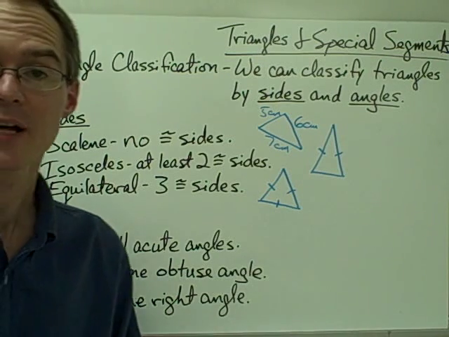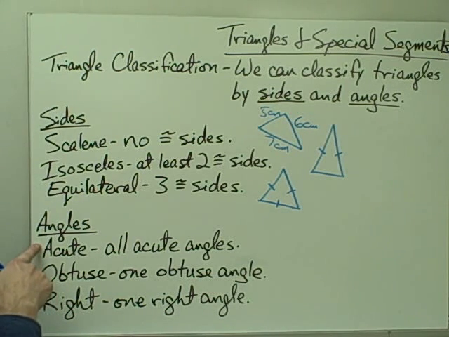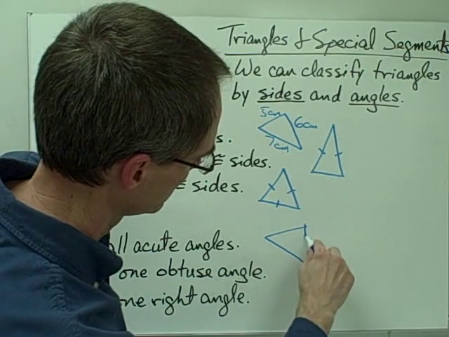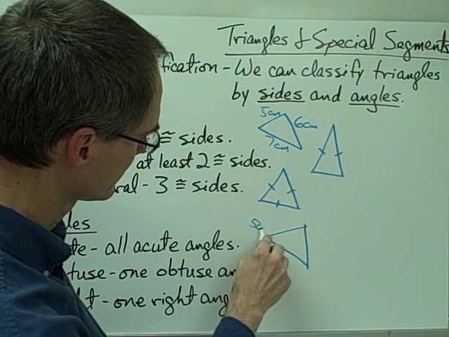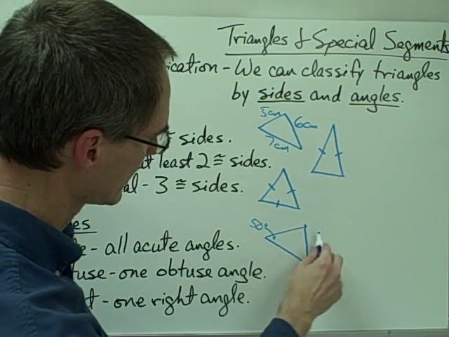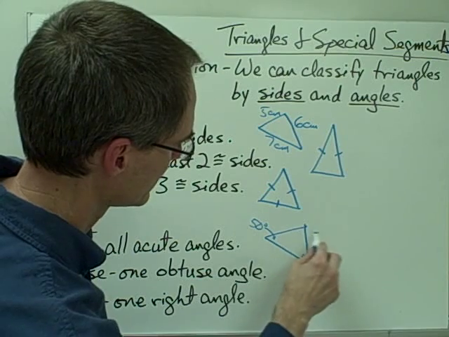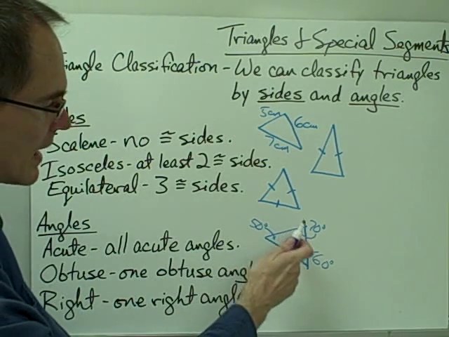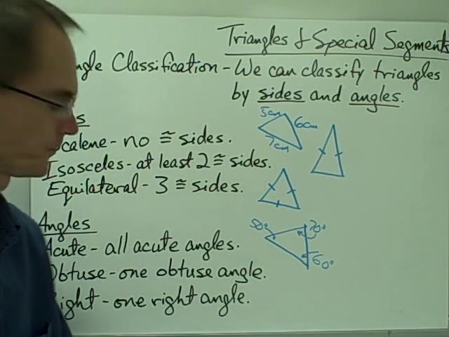Now, the second way of classifying triangles is by their angles, and there's three different types of triangle classification by angles. The first is an acute triangle. An acute triangle has all acute angles. So let's see, if I had a triangle that looked something like this, and let's say this angle here was 50 degrees, this angle here is 60 degrees, and this angle here is 70 degrees. Well, all of my angles of the triangle are acute angles. They're all less than 90 degrees, so that would be an acute triangle.